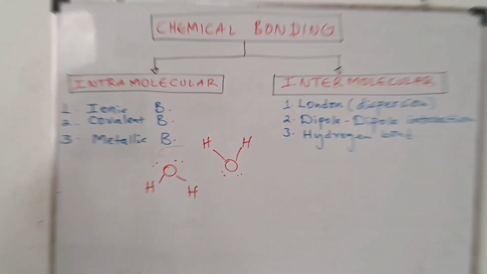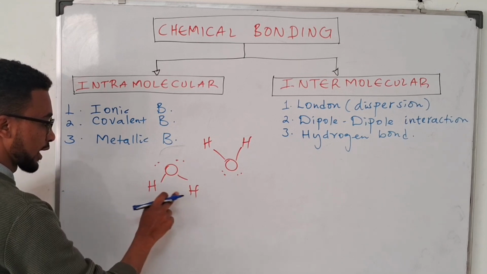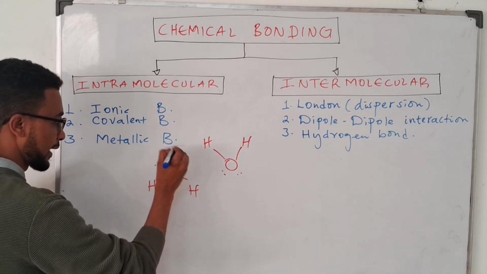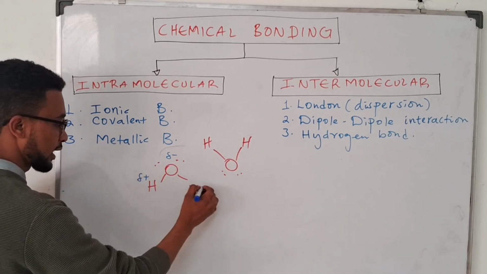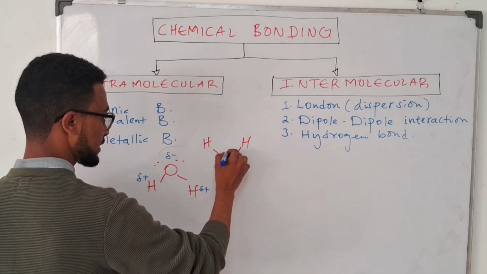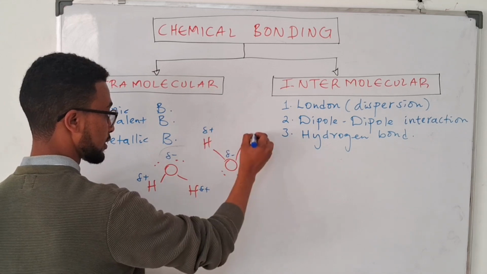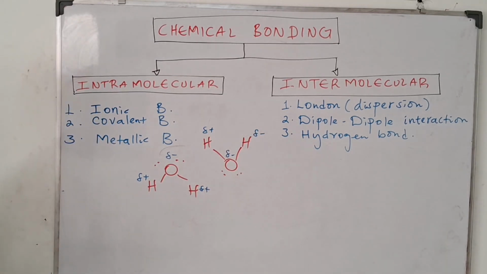This is another water molecule. The fact that oxygen is more electronegative than hydrogen makes it partially negative, and the two hydrogens partially positive. Again, because this oxygen is more electronegative, it will be partially negative, okay? So these two water molecules will be attracting each other.